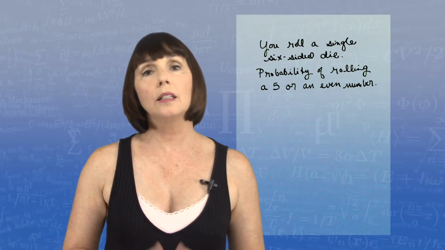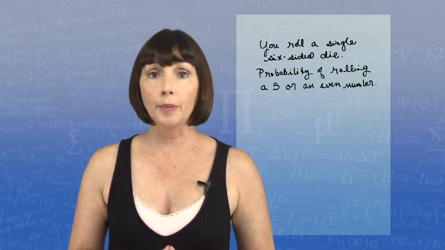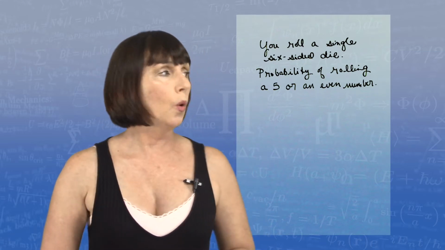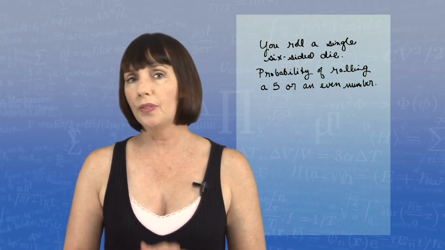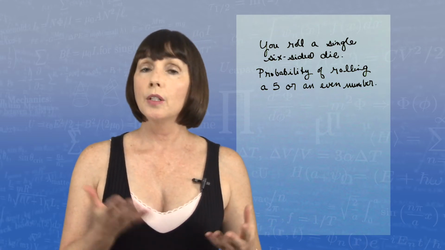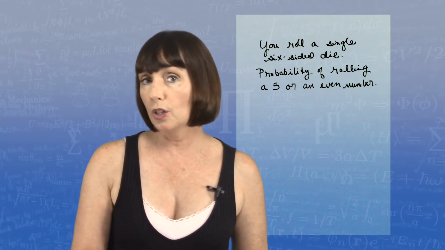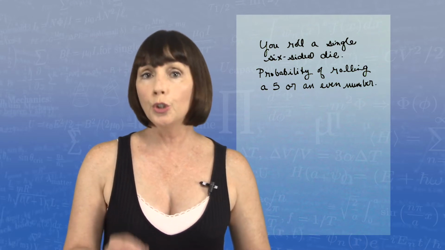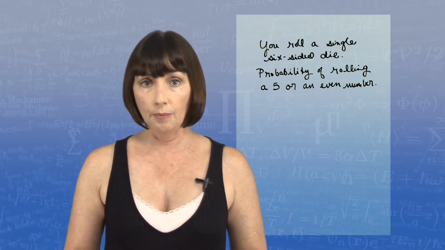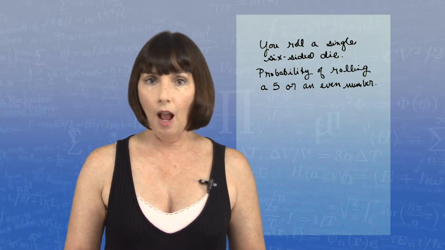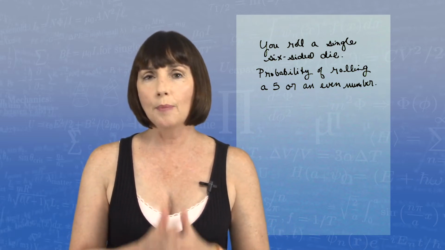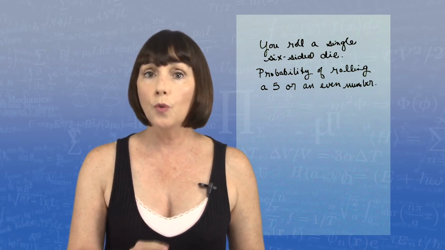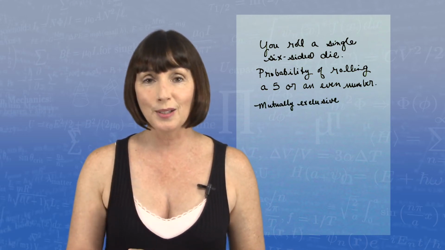Let's take a look at an example. You roll a single six-sided die. What is the probability that you'll roll a 5 or an even number? All right, the first thing we have to do is decide whether or not these events are mutually exclusive. So ask yourself, can these events occur at the same time? Could you roll a 5 and an even number? No, you couldn't, not with a single roll. A 5 is an odd number, so there's no way that these two things can happen at the same time. Therefore, these events are mutually exclusive.